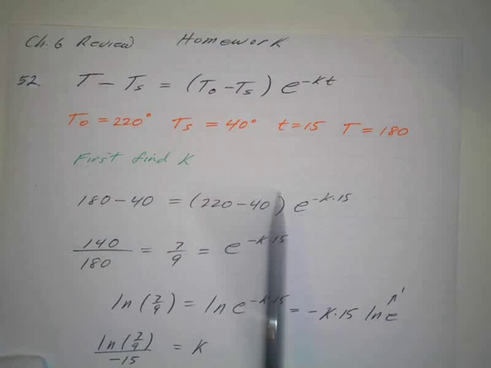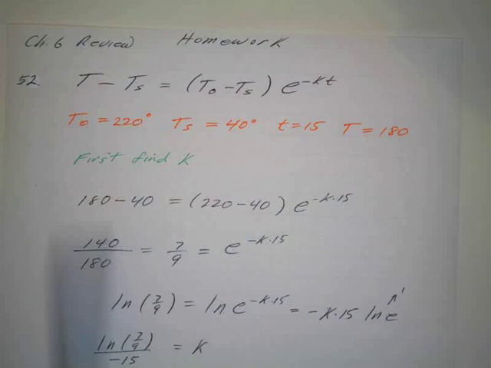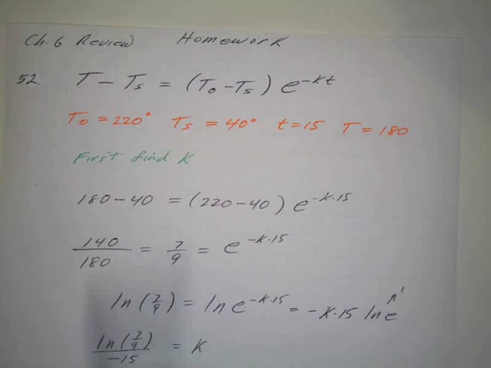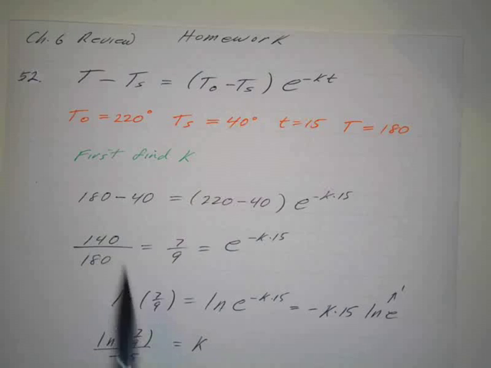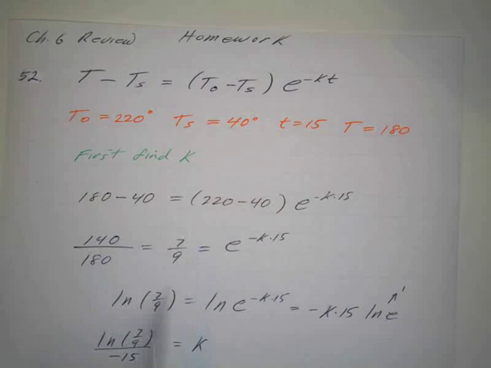And I can reduce that. So that's this binomial divided by that binomial in simplified form. Okay, 140 over 180, and I can reduce that by 10 and then also by 2 to make it 7 over 9. That equals e to the negative 15k. So I can take the natural log of both sides.